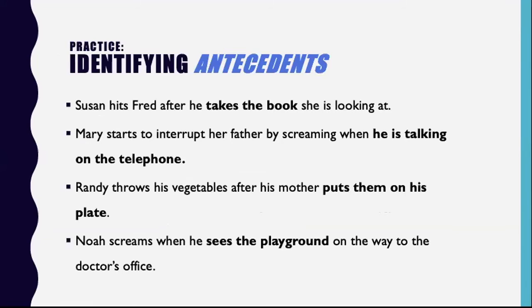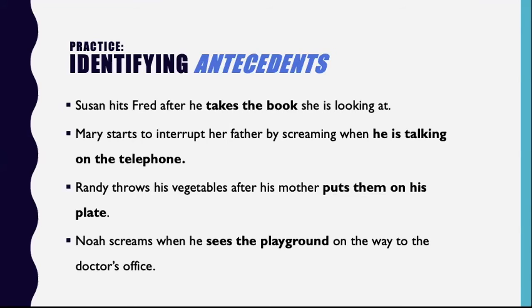Here's some practice in identifying antecedents. I gave the answer here, which is in bold, just for your reference. Susan hits Fred after he takes the book she is looking at. The behavior we're looking at is the hitting, right? Susan's hitting Fred. What happens right before? Fred takes the book. Mary starts to interrupt her father by screaming when he's talking on the phone. Mary is screaming, which is the behavior, and what happens right before screaming? She sees dad is talking on the phone.